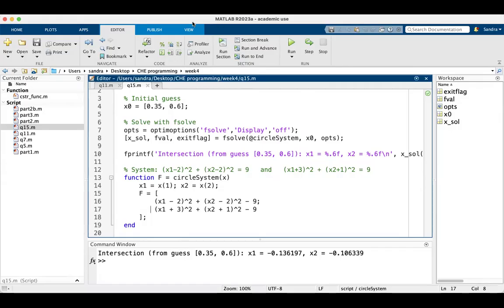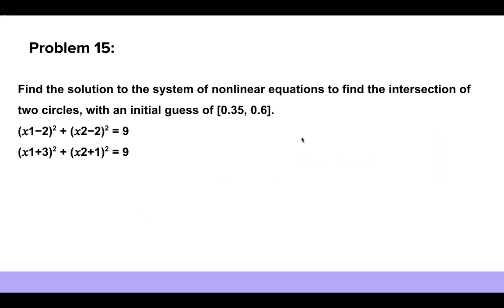I hope there are no doubts. This week we discussed the CSTR problem and we also did some problems based on fsolve. This was basically an extension of what we did last week. Next week I think we'll get more challenging problems. Any doubts?